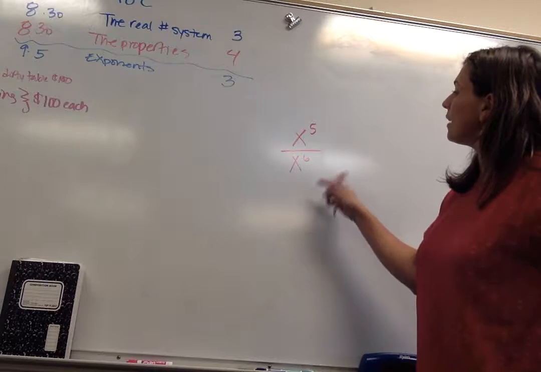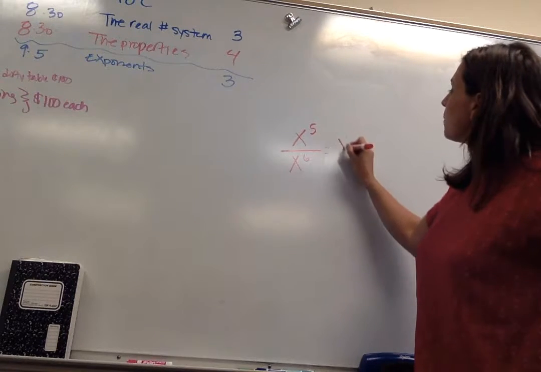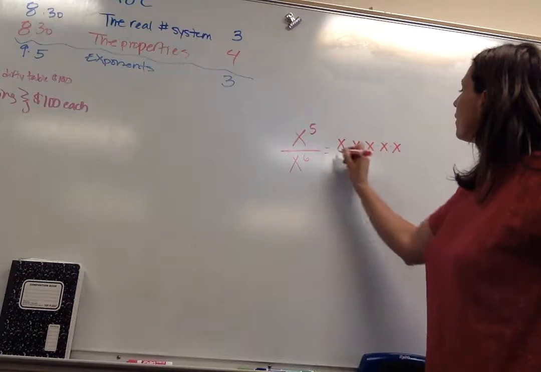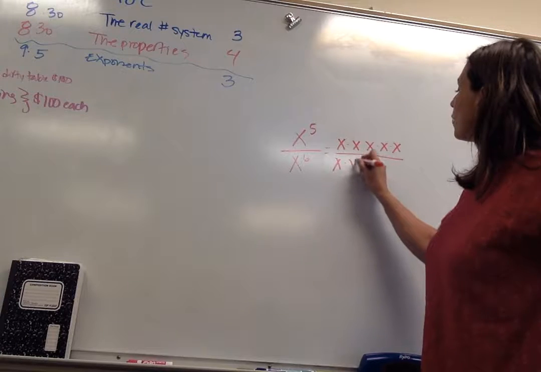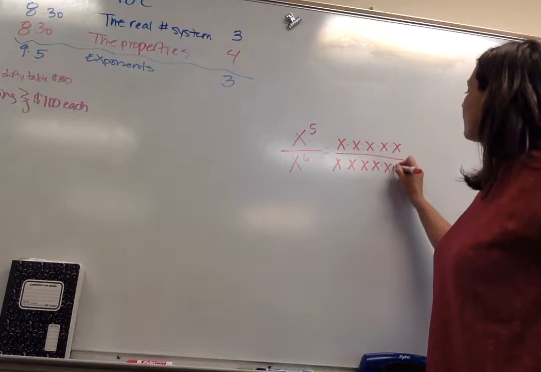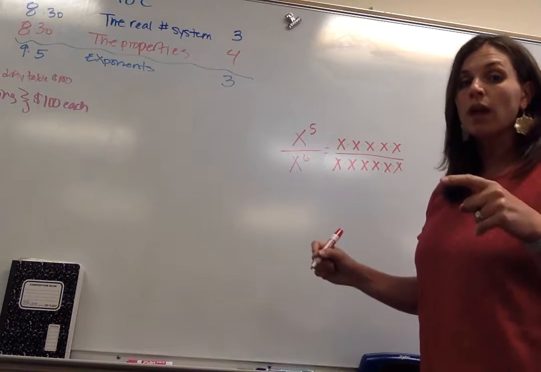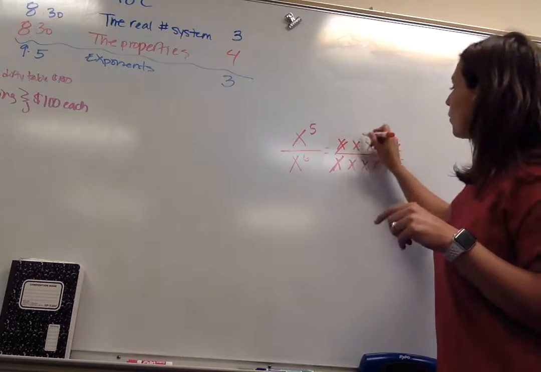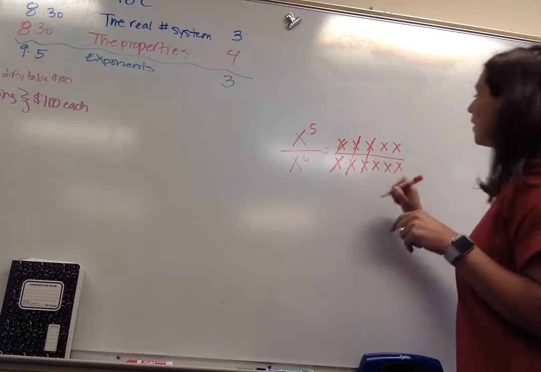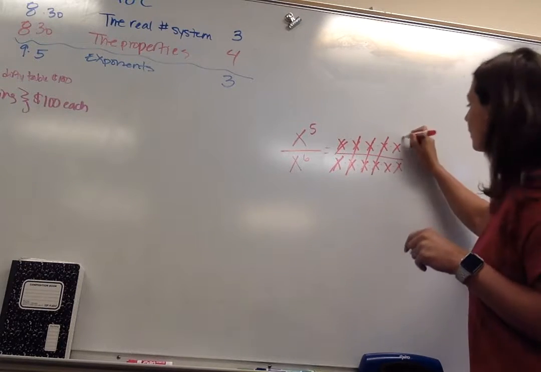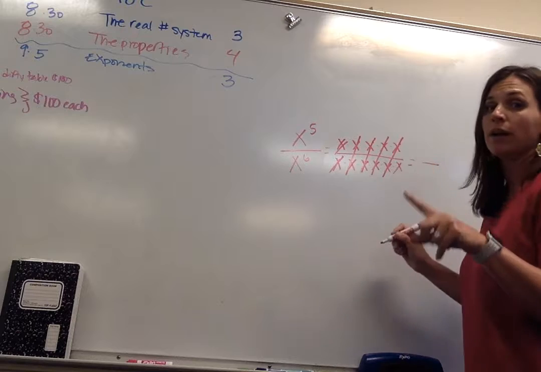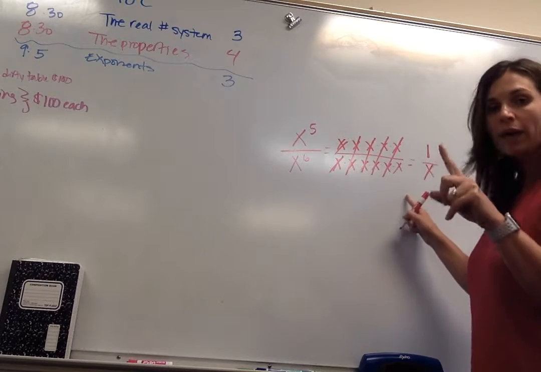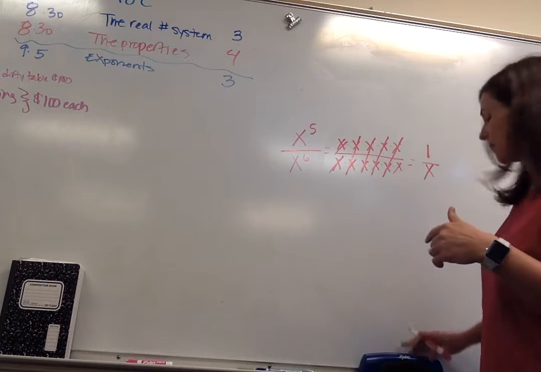x to the 5th power would be 5 x's, 1, 2, 3, 4, 5, over x to the 6th, which is 1, 2, 3, 4, 5, 6. Knowing the rule of division, I know x divided by x is 1, so those cancel out, those cancel out, those cancel out, those cancel out, those cancel out, to leave you 1. So as the numerator I have 1, and on the bottom you have 1 x, so it's 1 over x.